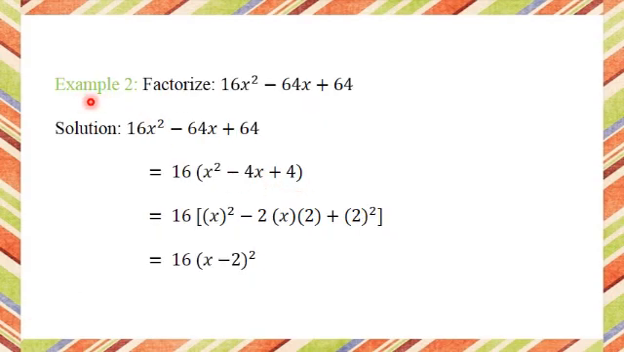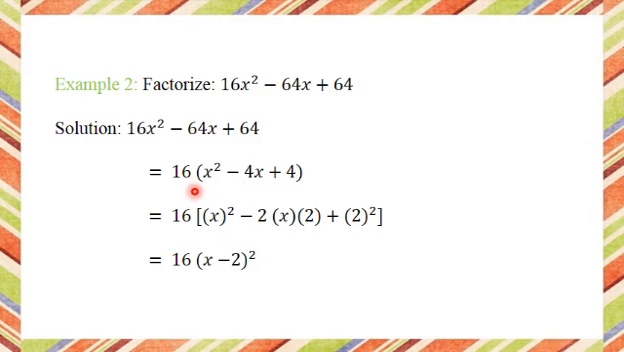Now we are moving to our example number 2. Factorize 16x square minus 64x plus 64. And we are observing that all the coefficients of the three terms are even. So we can take a number common from them. We are observing that 16 is a multiplying factor of all the three terms. So we can take 16 as common. And after taking, we have x square minus 4x plus 4 inside the bracket.